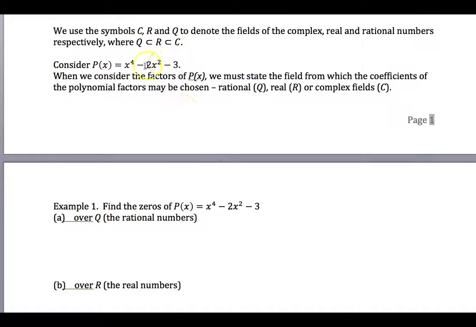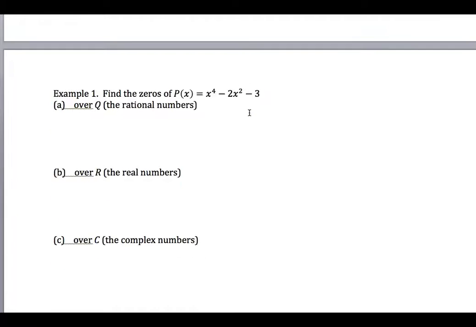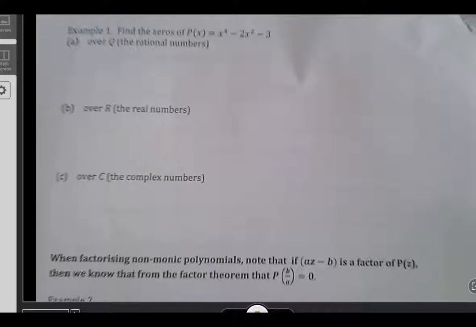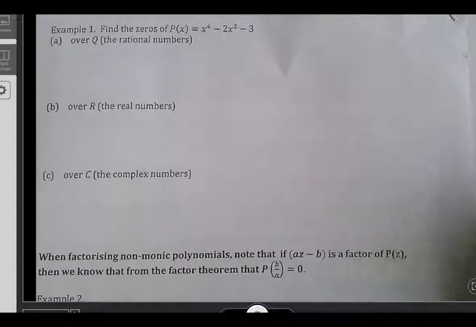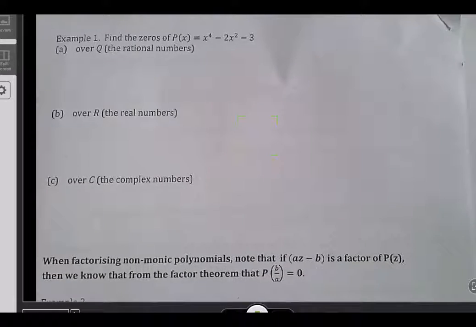So we're going to do this example now: x to the power of 4 minus 2x squared minus 3. We're going to factorize that together over the complex field, the real number field, and the rationals. Okay, so that's what we're going to do first. Find the zeros of that polynomial over the rational numbers. So in other words, whatever solutions, whatever factorizations we do, they have to all be rational. So you might have to stop and not be able to continue and fully factorize, all right?